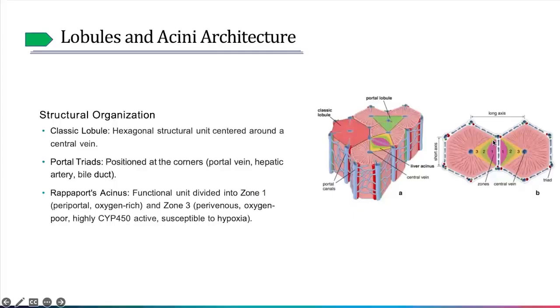This unit is divided into 3 zones, as you can see. Zone 1 has the highest oxygen supply because it is near the hepatic artery. And zone 3 has the least oxygen supply, but the highest metabolism occurs in zone 3. So in a case of liver ischemia, zone 3 gets ischemic before zone 1, right?